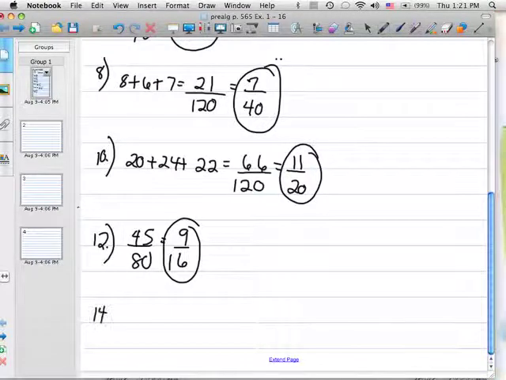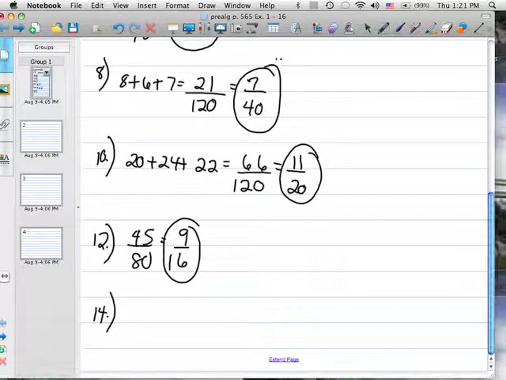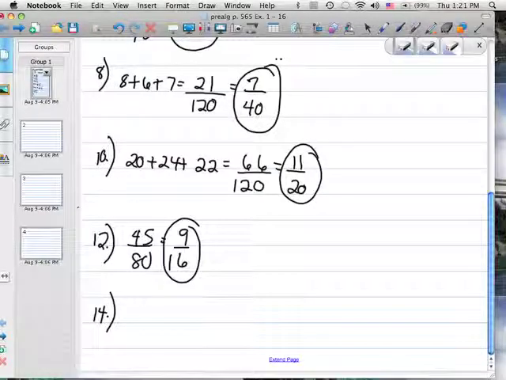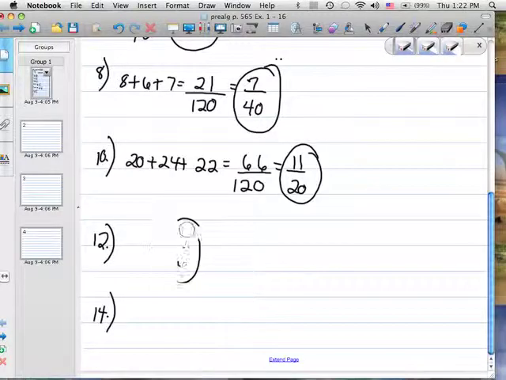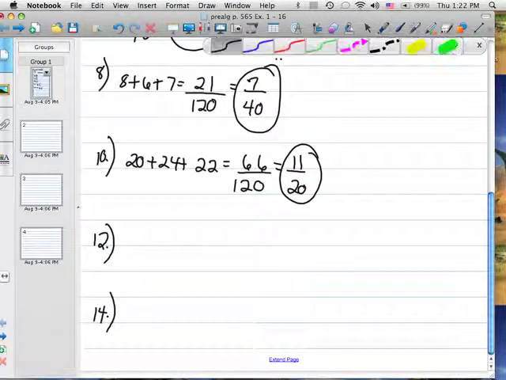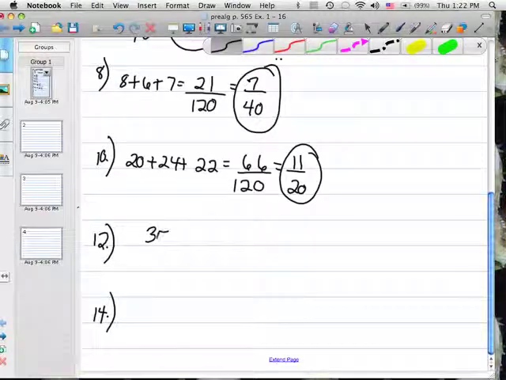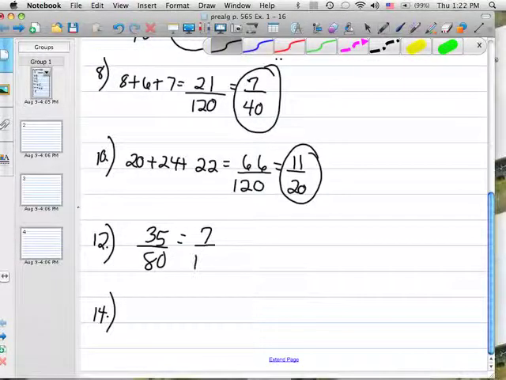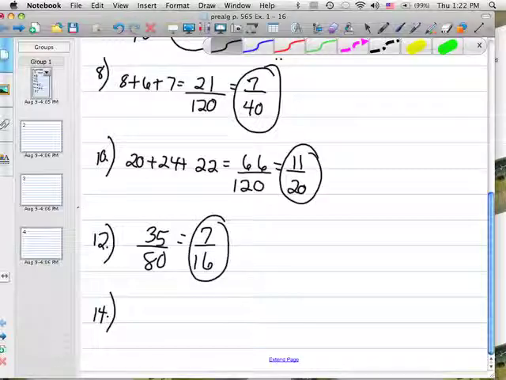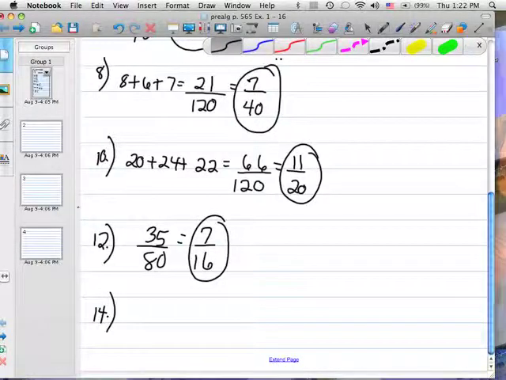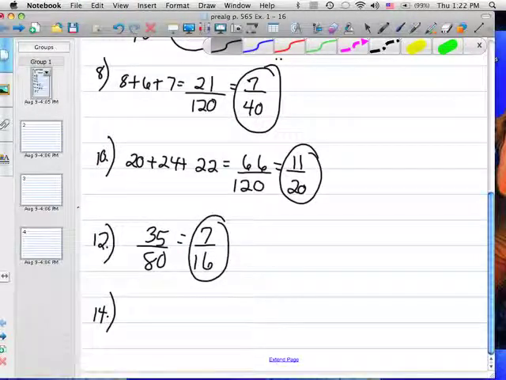Problem number 14. Oops, I did the wrong one. That was 11. This is 12. Probability of down was 35 out of 80. And 5 goes into 35 seven times and into 80 sixteen times. Problem number 14. Penny also tossed a bottle cap 80 times. It landed down 56 times. Find the probability that the cap does not land down.